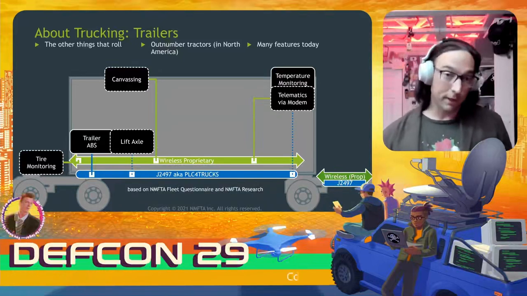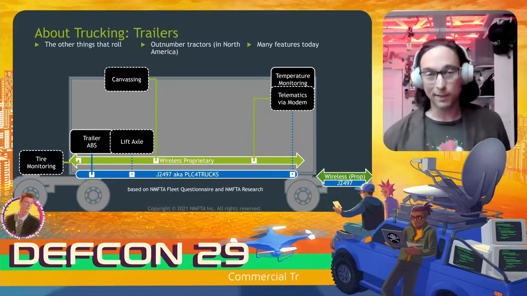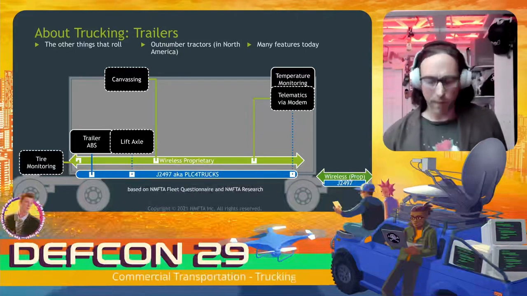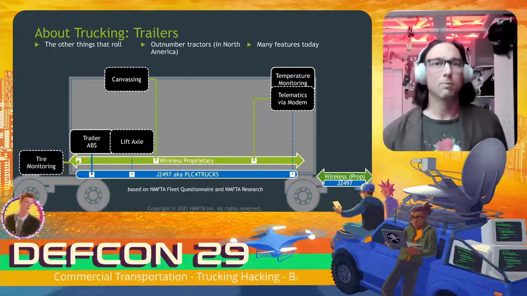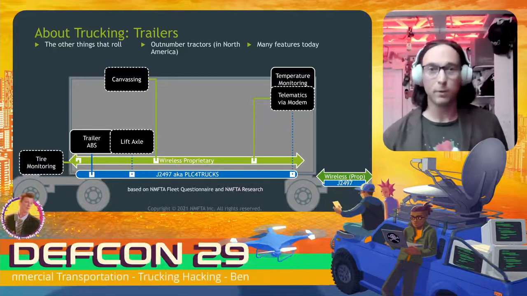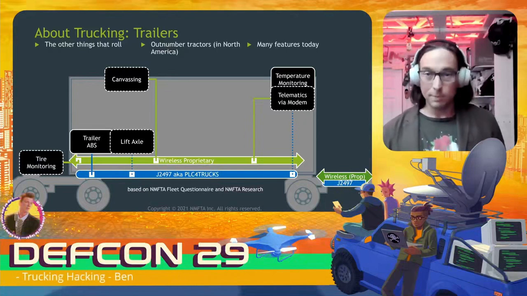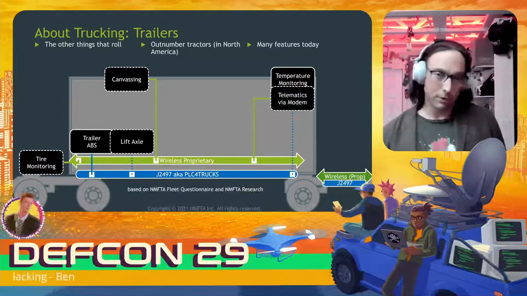They all have trailer ABS, unsurprisingly, because that's regulated. There's also other features, and the other features are usually integrated with wireless proprietary, but there are other proprietary type networks that will enable those features as well. And it seems like there's still quite a bit more than just trailer brakes.